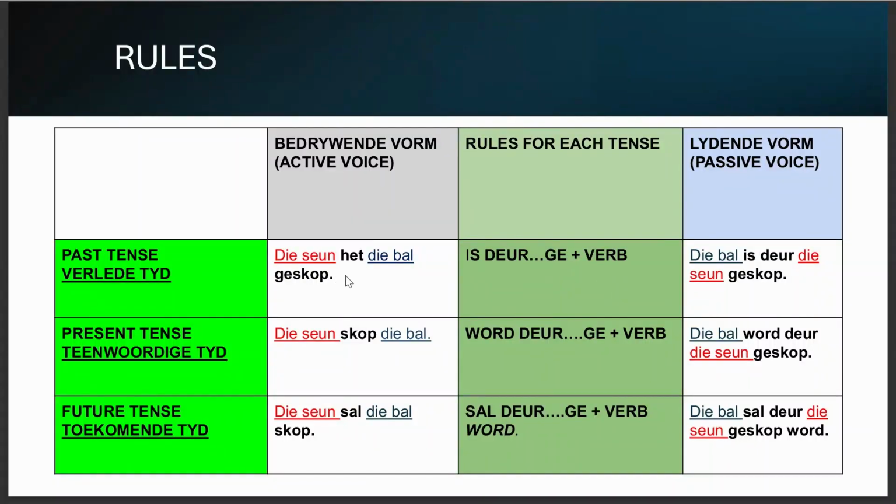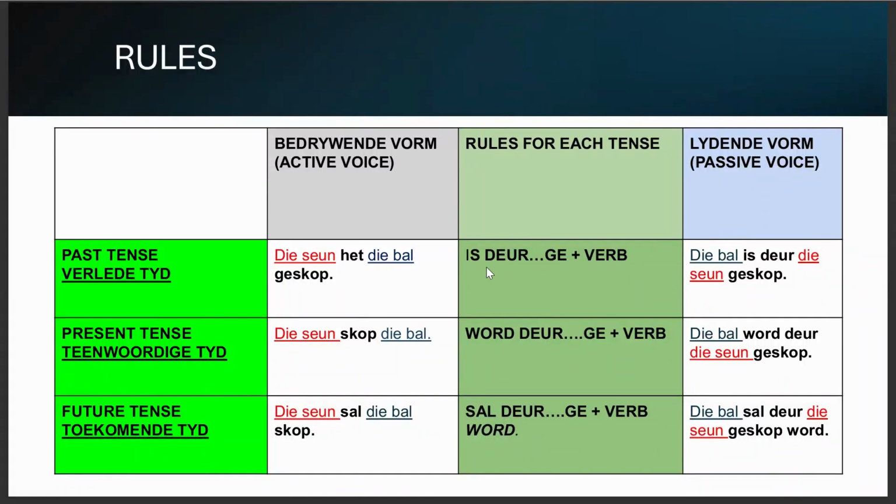So now let's apply that to a sentence. I'm using the same sentences that I used in English, now in Afrikaans. Die seun het die bal geskop. This is the most commonly used example when explaining Lydende Vorm. Die seun is your subject. Het die bal geskop. This indicates to us that we are in verlede tyd because of the het and geskop.